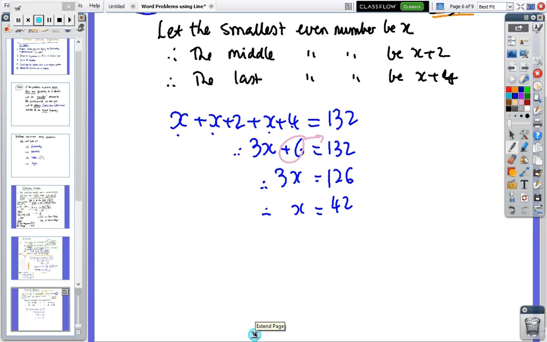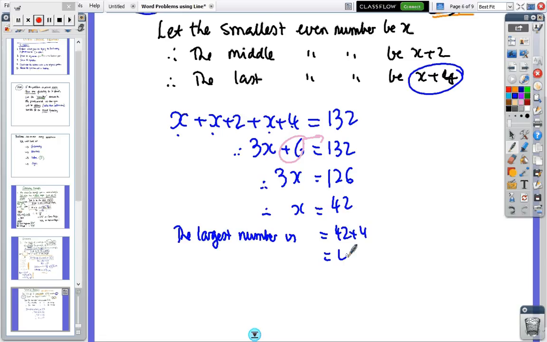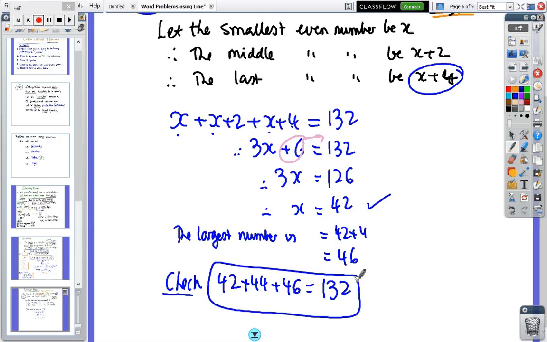So the question's asking us to find the largest number. So the largest number is x plus 4. So it's 42 plus 4 equals 46. So again, if I can check, if 42 is the first number, then 44 is the next number, and 46 is the largest number, and when you add those numbers up, you get 132. Okay, copy and come across when you're ready.